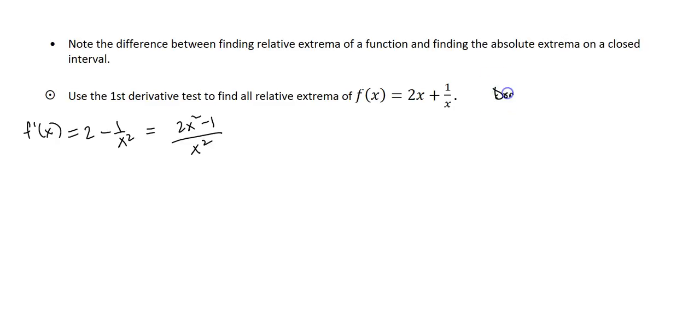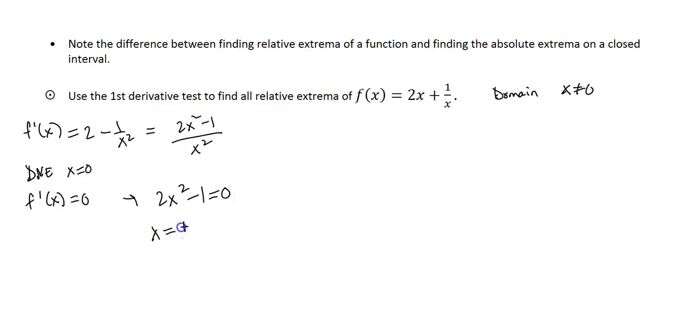The domain here, again, is that x cannot be 0. So that's not going to be a critical number, but it's not going to be in the domain. So f prime does not exist when x equals 0, and f prime of x equals 0 when the numerator, 2x squared minus 1, equals 0. So that gives me x equals plus or minus the square root of 1/2, or plus or minus root 2 over 2.